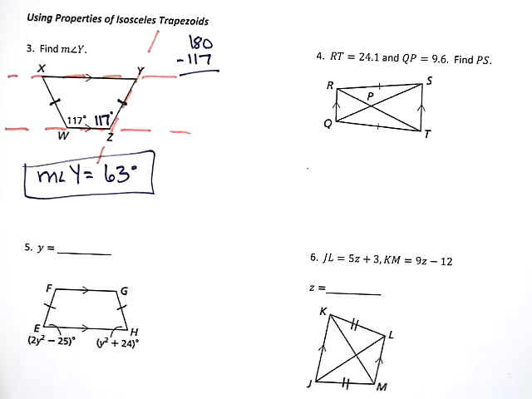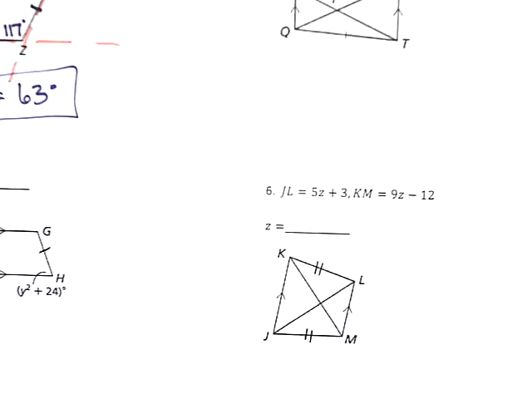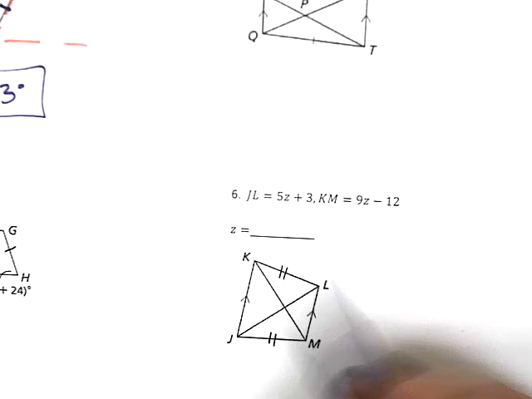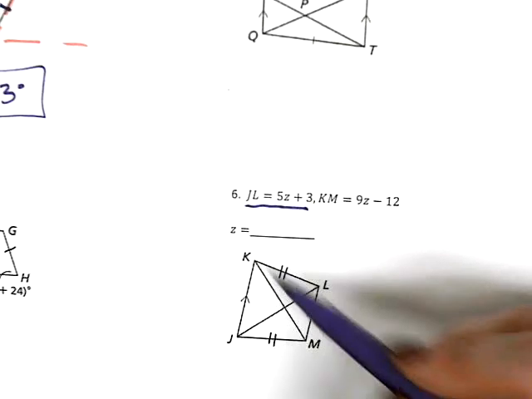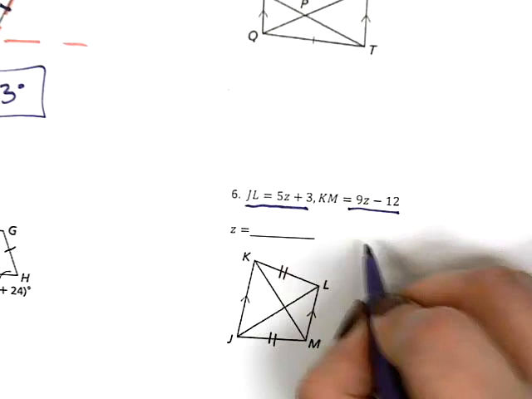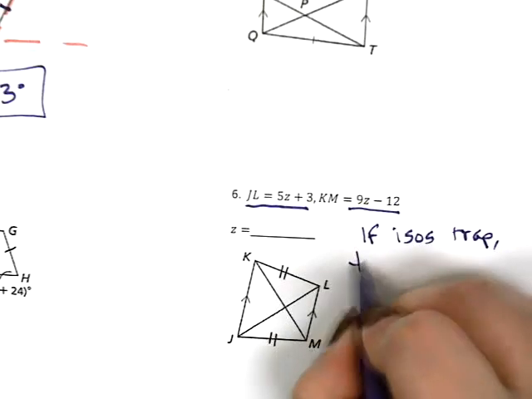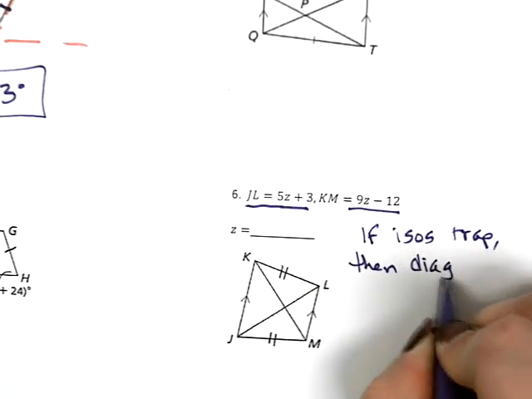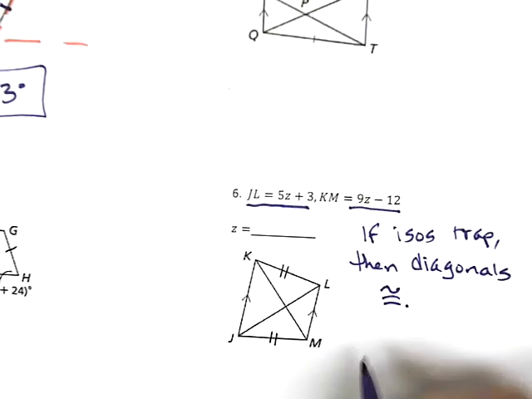All right, then let's do, how about we do number 6. Let's jump to number 6. So number 6, we're given JL, so we're given one diagonal is 5Z plus 3, and we're given KM, so the other diagonal is 9Z minus 12. And we know that in an isosceles trapezoid, so if isosceles trapezoid, then diagonals are congruent. Which means we can set those two pieces equal to each other.